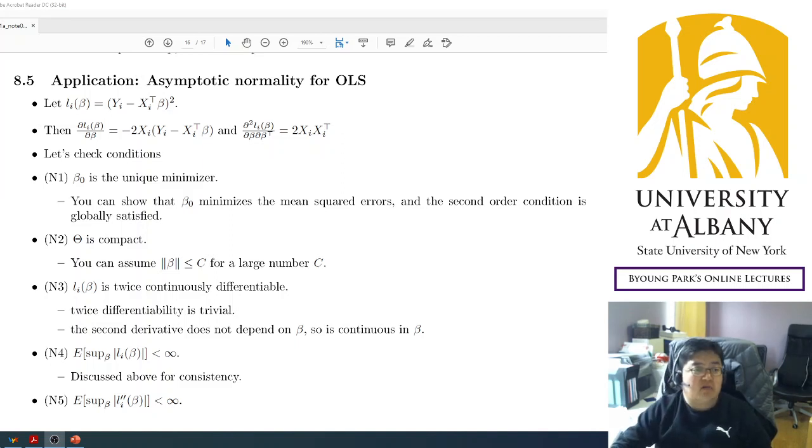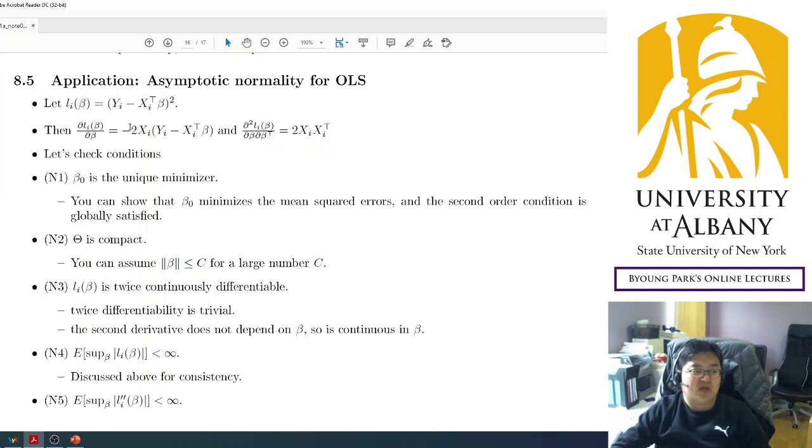So now let's think about an example, which is the OLS estimator. In the case of OLS, it is not a log likelihood function anymore. We are minimizing the least squares, the squared residual. This is the residual squared, and that replaces the log likelihood function. Still, we are going to denote it as L, so we have the first derivative and the second derivative in this form.